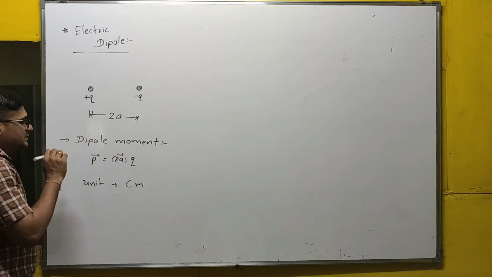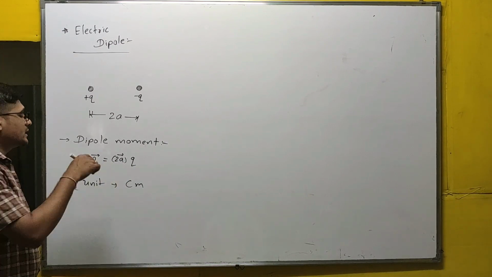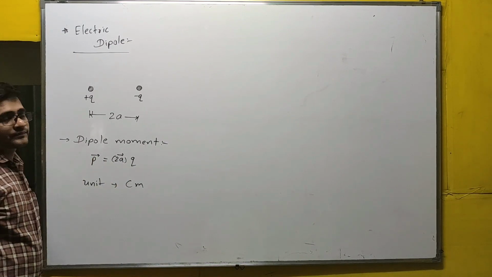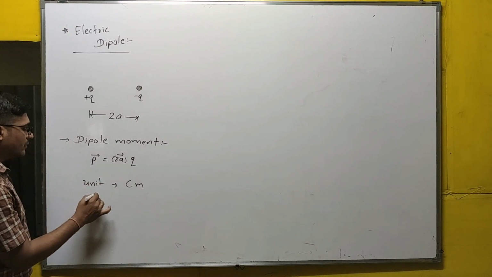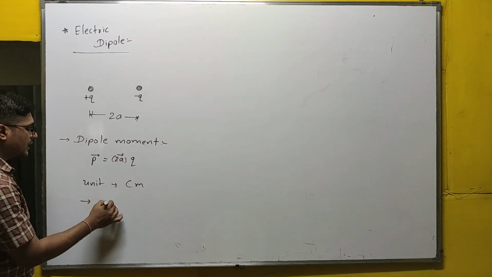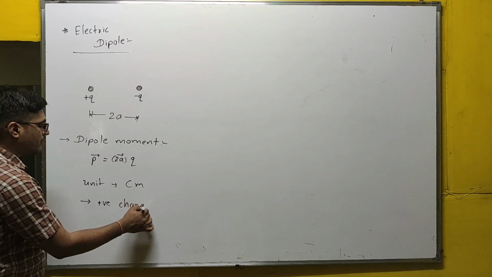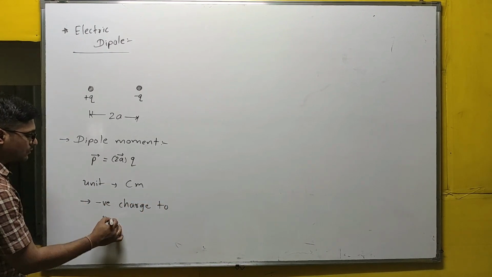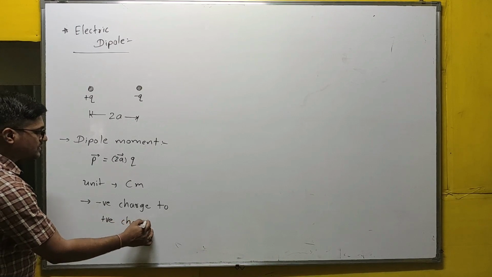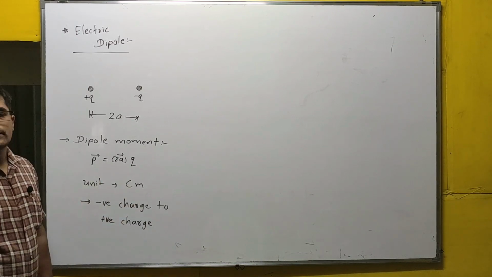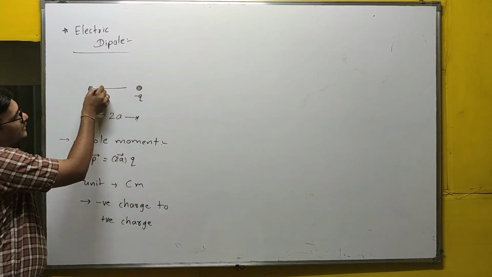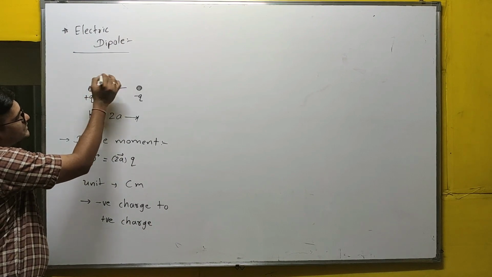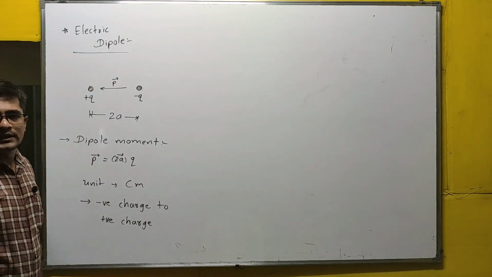Now dipole moment is a vector quantity. So what is the direction of this dipole moment? The direction of this dipole moment is from negative charge to positive charge. So this is the direction of the dipole moment, from negative charge to positive charge.